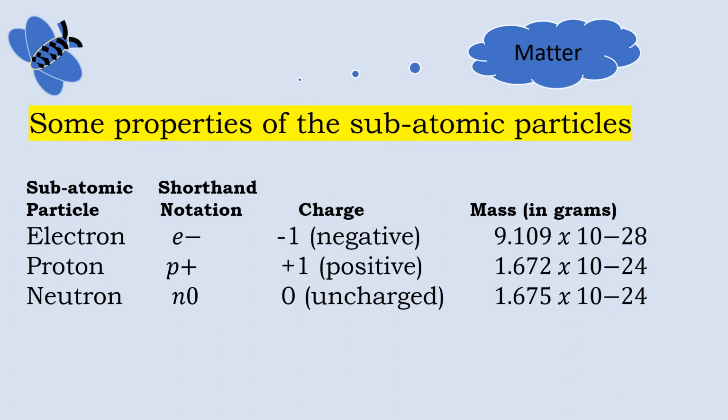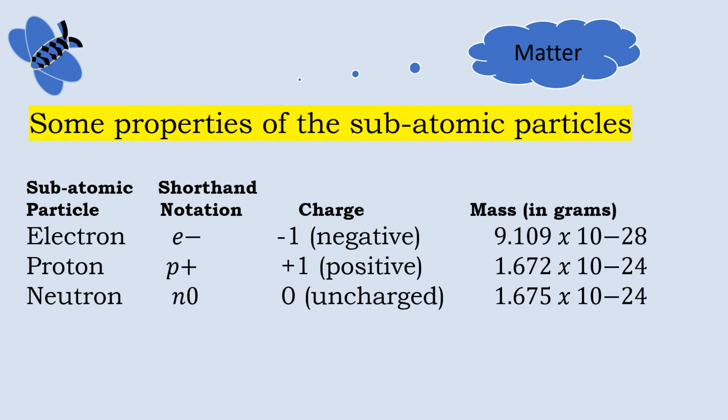To summarize everything, there are three subatomic particles: the electron, proton, and neutron. The electron can be written in a shorthand notation as e-. The charge of the electron is -1, or negative, and the mass of the electron is 9.109 times 10 to the -28 power grams.